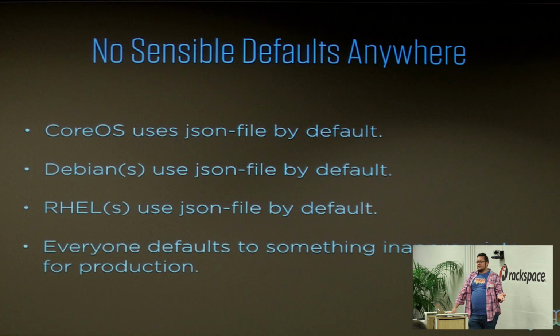But this is also on operating system vendors: CoreOS, Debian, RHEL, Ubuntu, Fedora. Everybody uses the JSON file driver by default. And everybody should maybe default to something more sensible for production, like just sending it to syslog. Stop using JSON file, just send it to syslog. If it's going to journald, I can pick it up somewhere. If it's going to a syslog file, at least I know it's getting rotated.